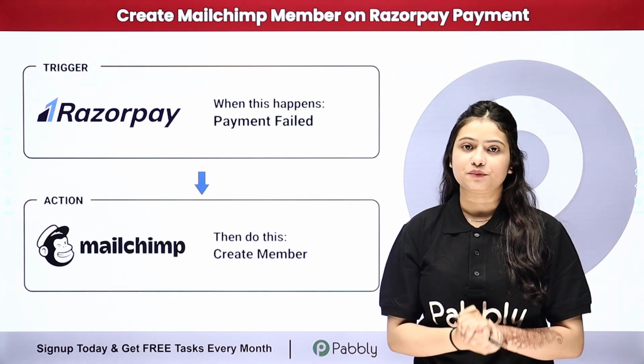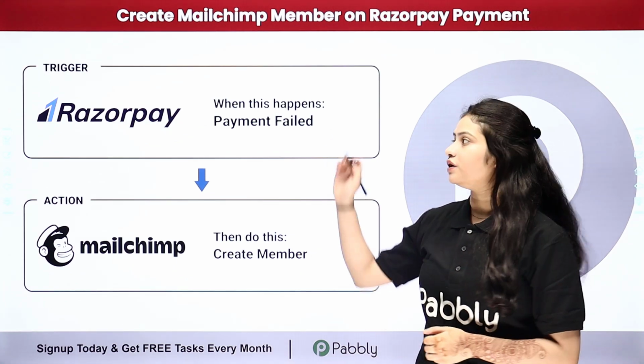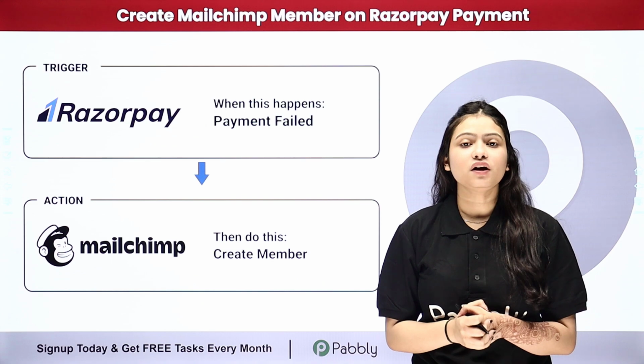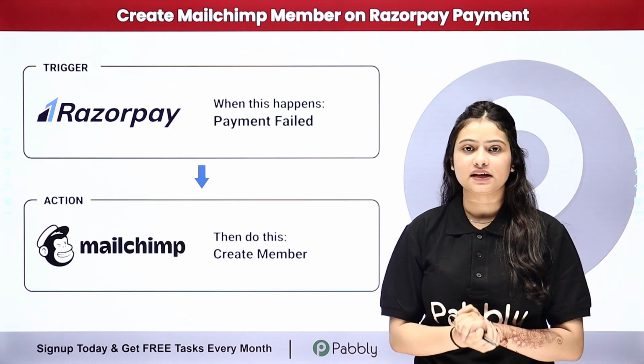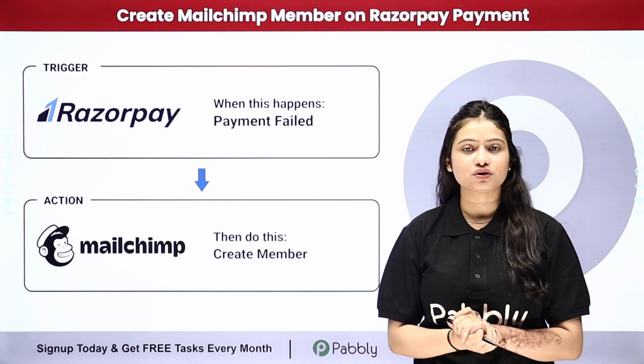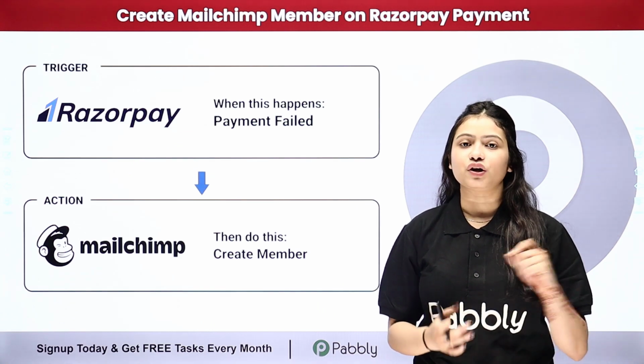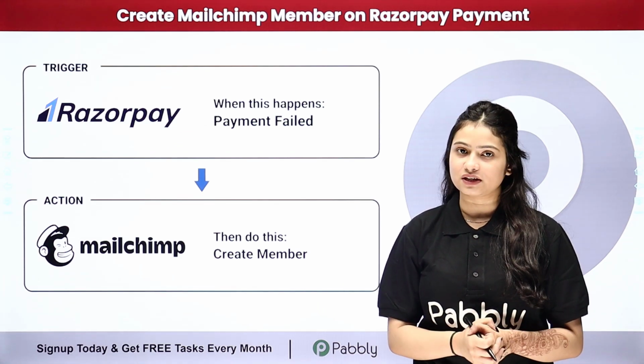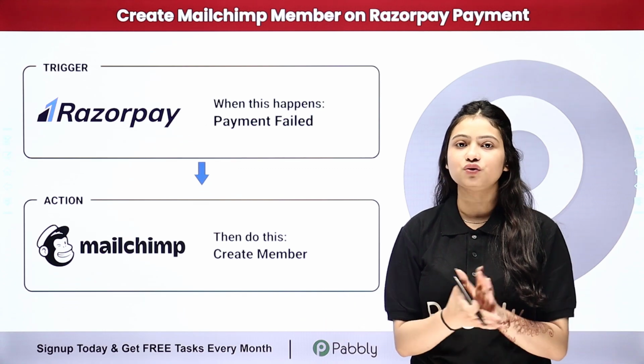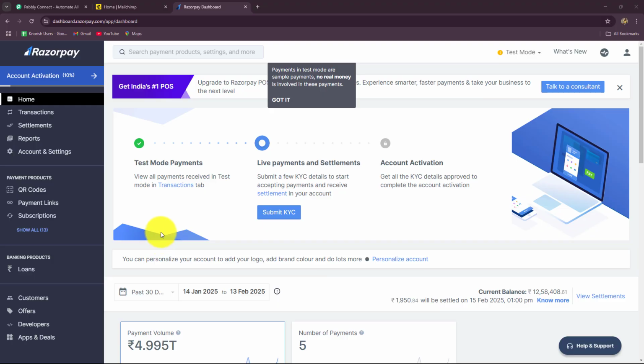To automate the entire process, we will have to set up the connection between Razorpay and Mailchimp, and we are going to do that without any coding and programming skills with the help of an amazing automation software, Pabbly Connect. So if you also want to learn this amazing automation step by step for your business, you have to come towards my screen. Welcome to my screen, everyone.